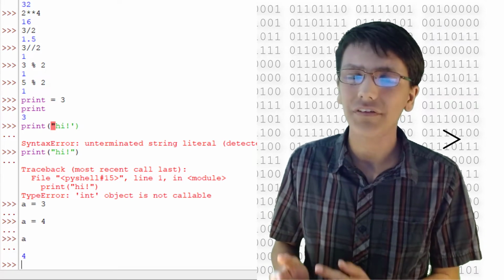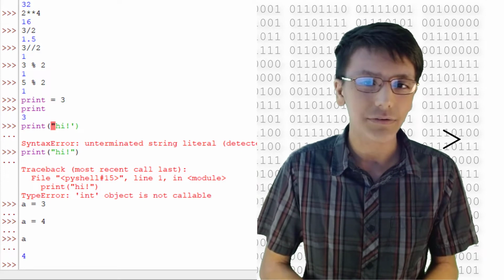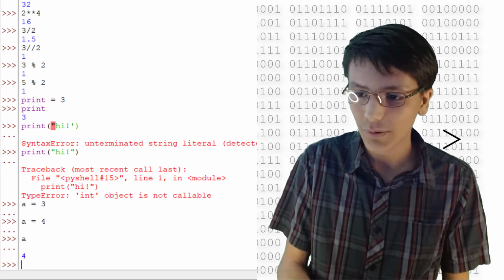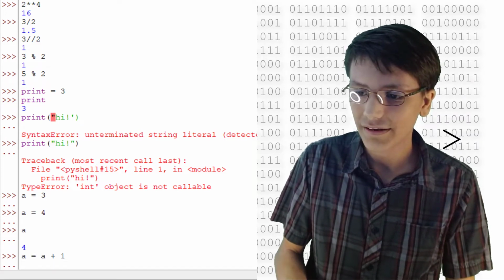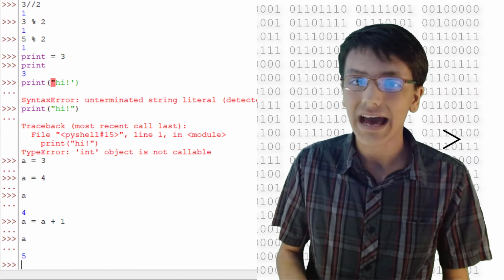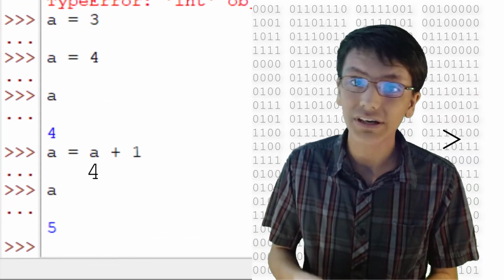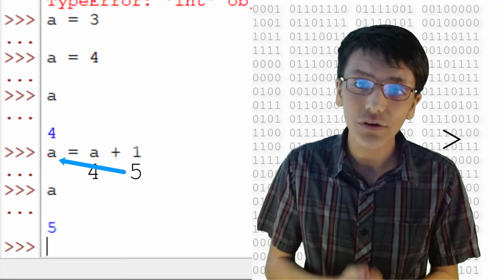Now, let's say we have a variable that is a number. Now, what happens if we want to increase or decrease that number? It turns out we can. To do it with a, for example, we'll type in a equals a plus 1. And if we get a, it's now equal to 5. How it works is that we first took the original value of a, increased it by 1, and then assigned it to the new value of a.